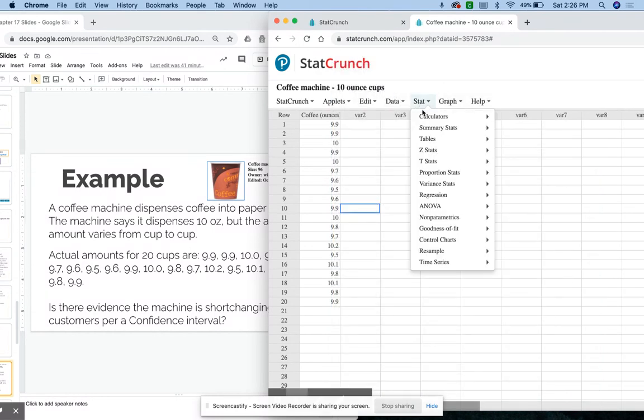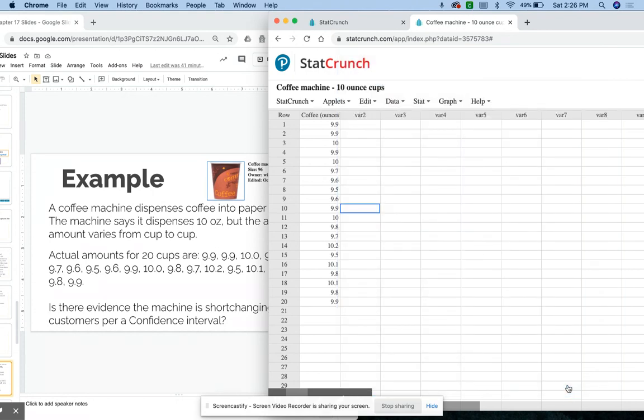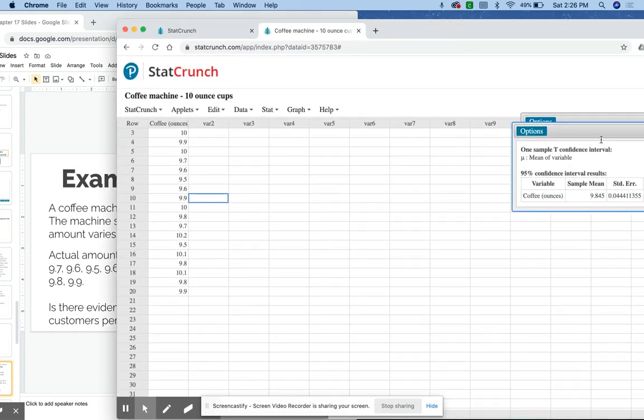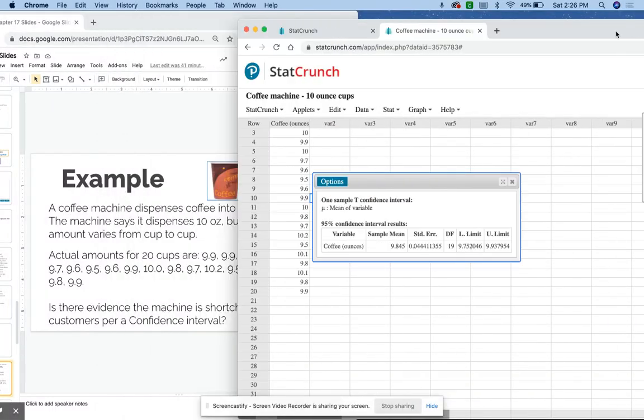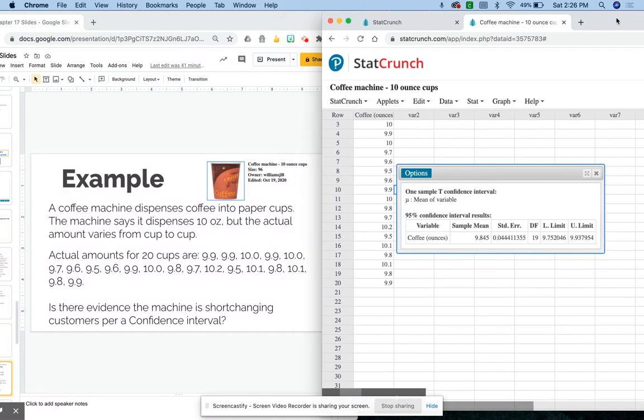Oh my God, did I click cancel again? Let me see. With data, coffee ounces, confidence interval, compute. Oh my gosh, it's just way over here. Okay, so then my confidence interval, 9.75 to 9.93.